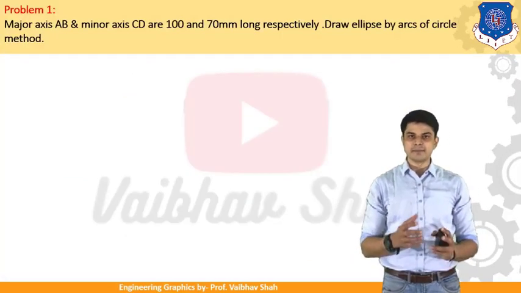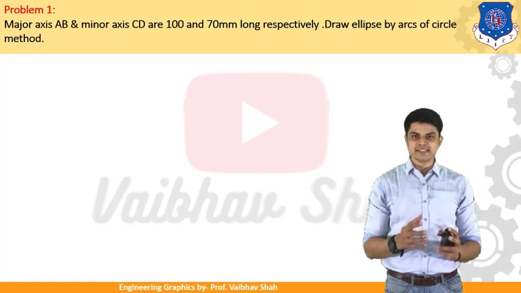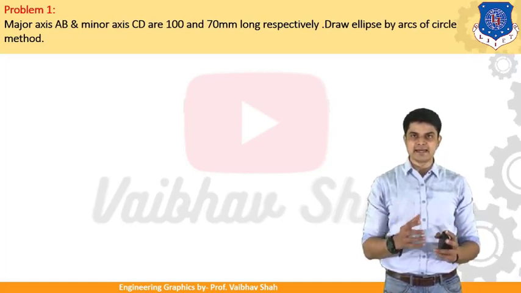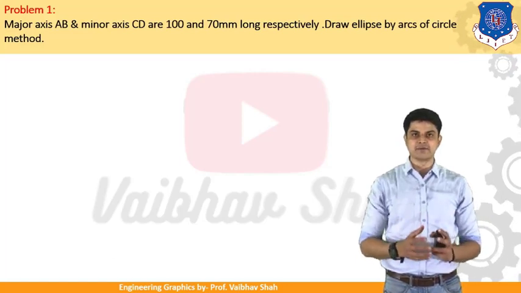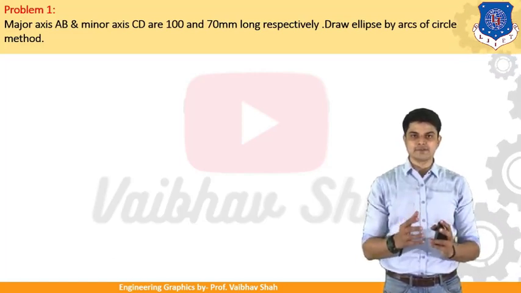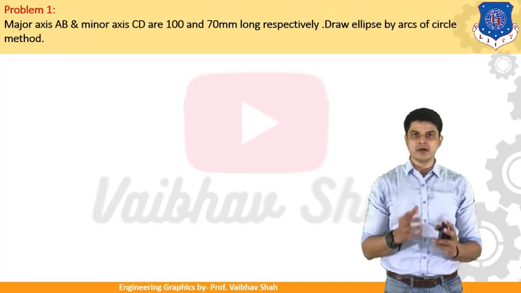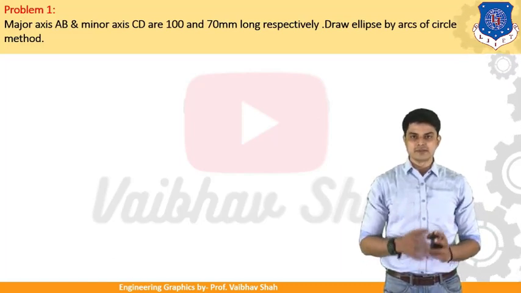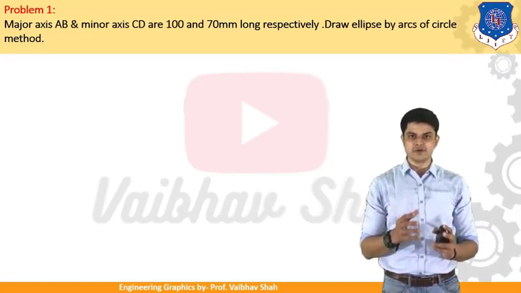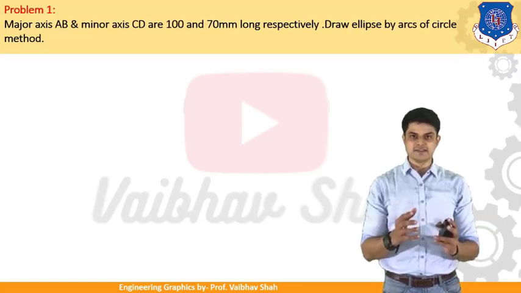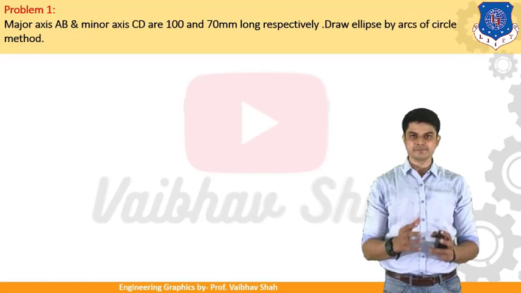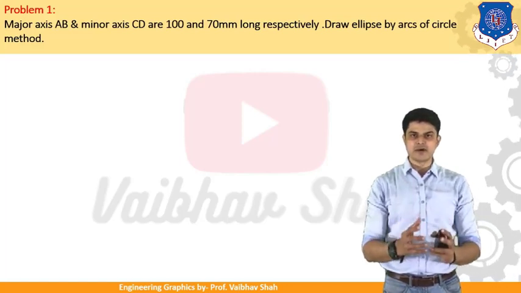So first, problem number 1. Major axis of ellipse AB and minor axis CD are 100 and 70 mm long respectively. Draw an ellipse by arc of a circle method. So here, as the name suggests, we will be drawing this ellipse by circular arcs. That means we will be drawing this ellipse by usage of a rounder.